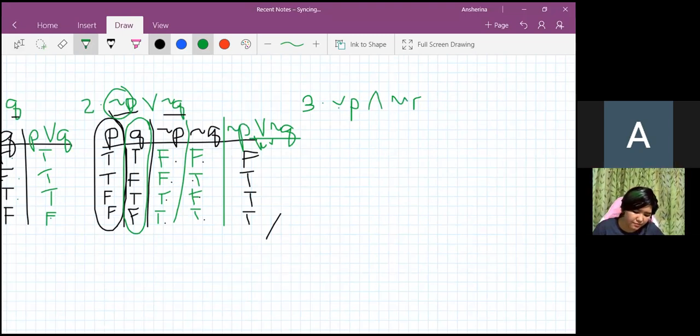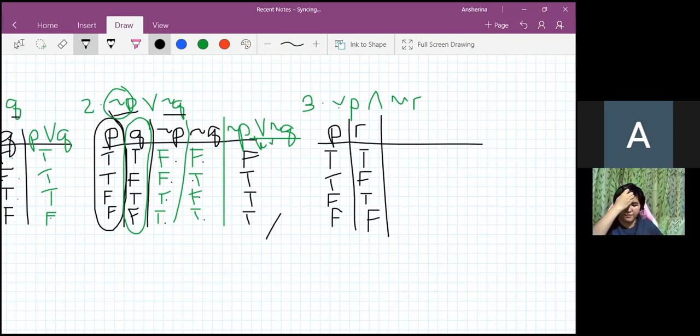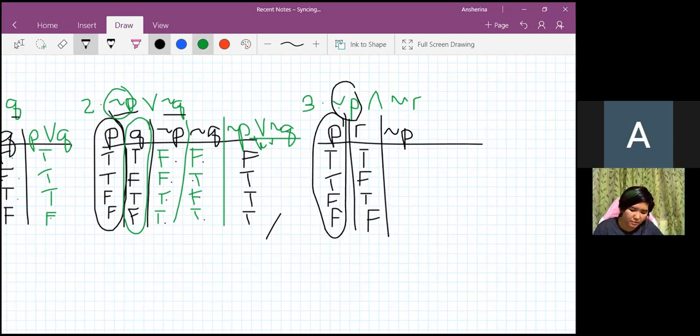First, we need B. And then, we need R. True, true, false, false. True, false, true, false. Okay? Now, we need the negate of B, or we need not B. So, again, babaliktarin lang natin yan, kagaya ng ginawa natin sa number 2. Okay? So, sige, baliktarin natin. The answer here should be false, false, true, true. Okay, binaliktad lang to.